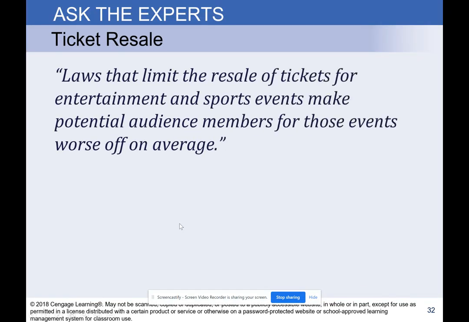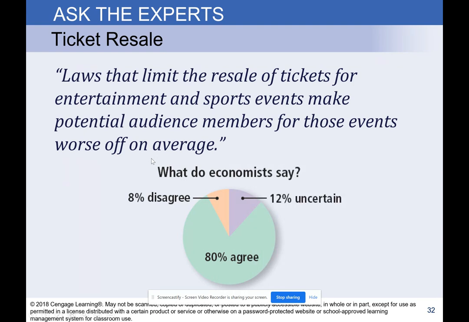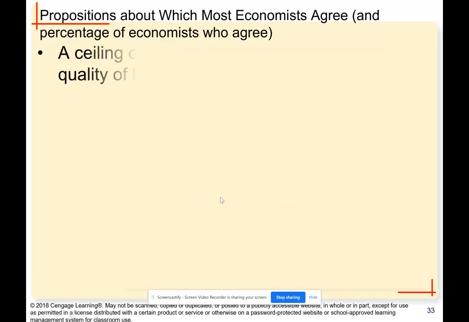Okay. For example, let's look at this statement. Laws that limit the resale of tickets for entertainment and sports events make potential audience members for those events worse off on average. These economists were polled, and 80% agree. 12% are uncertain about it, 8% disagree. So you can see economists disagree on a good deal of issues.